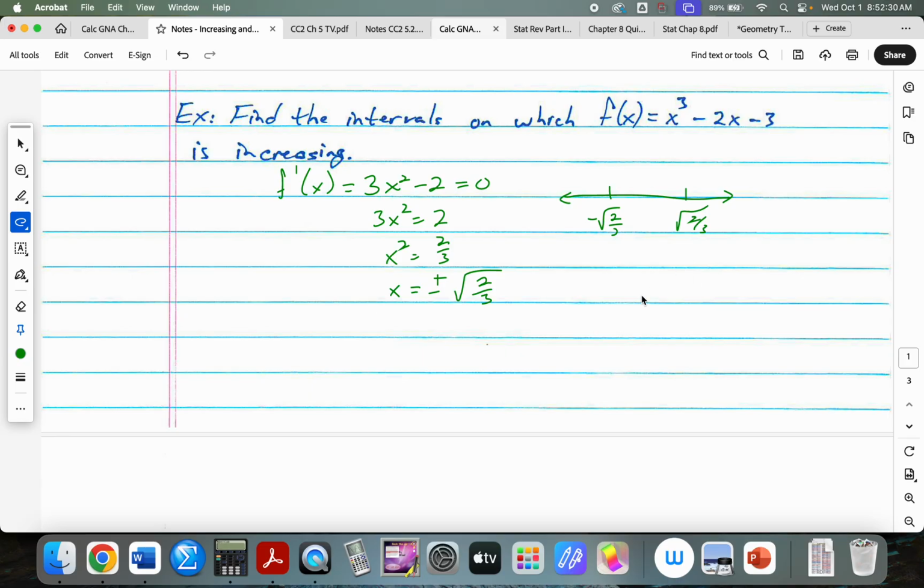So I'll put those on a number line like this, and then what I do is I look at what happens to f prime. Well, f prime is 0 here and here.